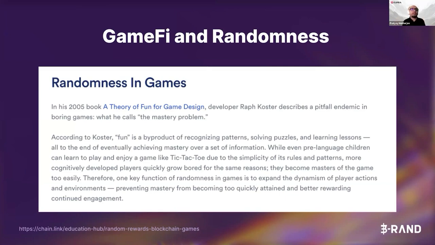And to quote from this excerpt, one key function of randomness in games is to expand the dynamism of player actions and environments, preventing mastery from being too quickly attained and better rewarding continued engagement. That means if you are engaged and put in enough effort, you get some reward at some point. And as I explained, in Web3, because of the marketplace and flexibility option, you can sell this reward on a marketplace and actually own a complete virtual asset. So this is the overall introduction of GameFi, which is, according to us, probably the most important use case for randomness on chain.